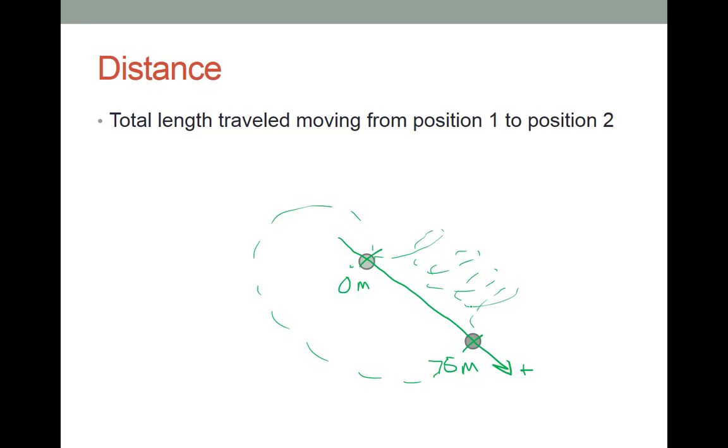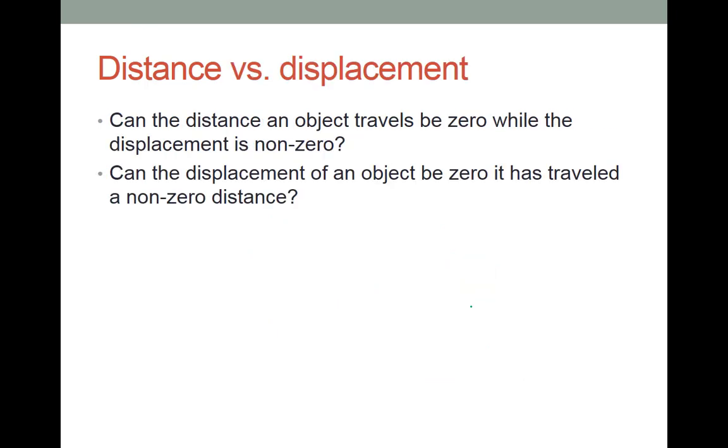Okay. So on that note, let's ask a couple of questions to finish up. Can the distance an object traveled be 0 while the displacement is non-zero? Okay, well, think about this. What does it take for the distance an object traveled to be 0? Well, if I've traveled a distance of 0, that means I've not gone anywhere. The length of my path is 0. And if I've not gone anywhere, then my initial and final positions have to be the same, in which case my displacement is also 0. So the answer to the first question is no.